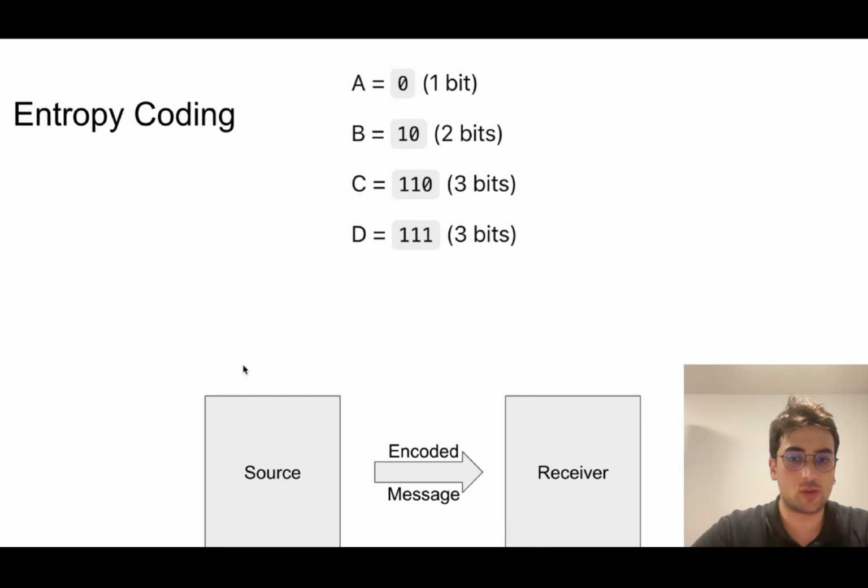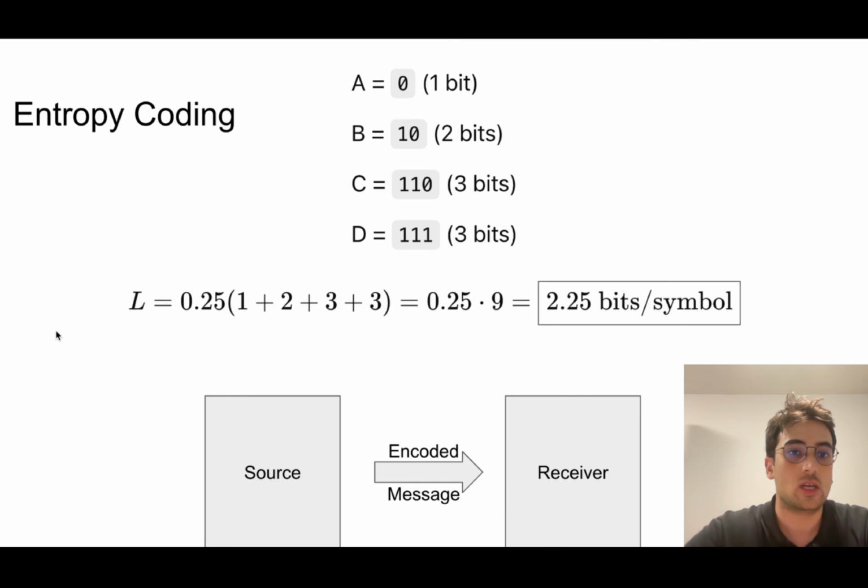Let's say you are the source and you're sending some messages to the receiver, right? And you send either A, B, C, or D, okay? And of course, you cannot use the letters. You need to send your message using bits, right? And let's say 0 represents A, and 10 represents B, 110 represents C, 111 represents D, right? So let's calculate the average length of the bits, right? When we calculate it, we will see that average bits per symbol is 2.25 bits.